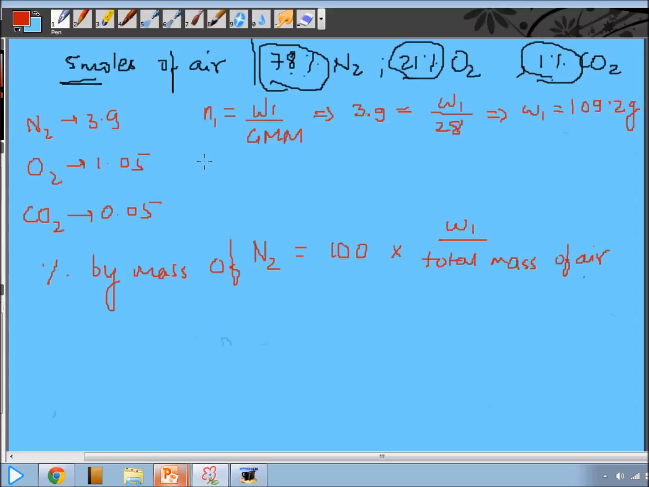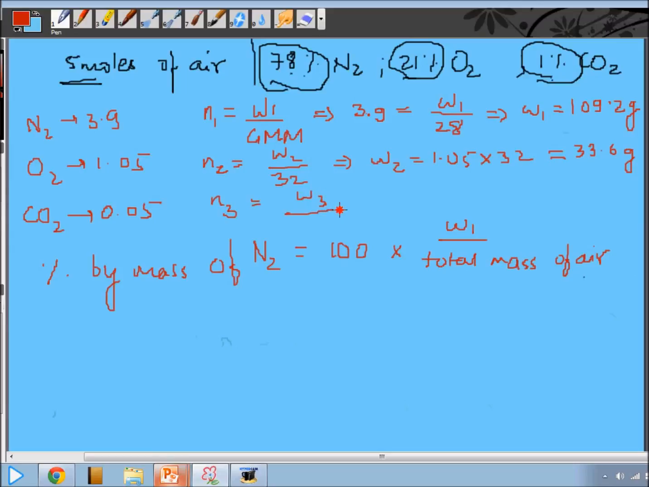Similarly, we can calculate the mass of oxygen in the air sample. Again, N2 is equal to W2 divided by the gram molar mass of oxygen. What is the gram molar mass of oxygen? O2, so 16 into 2, or 16 plus 16, that is 32 gram. So this gives us W2 is equal to, N2 is 1.05, so 1.05 multiplied by 32 as the mass of oxygen in the air sample. This will come out to be 33.6 gram.